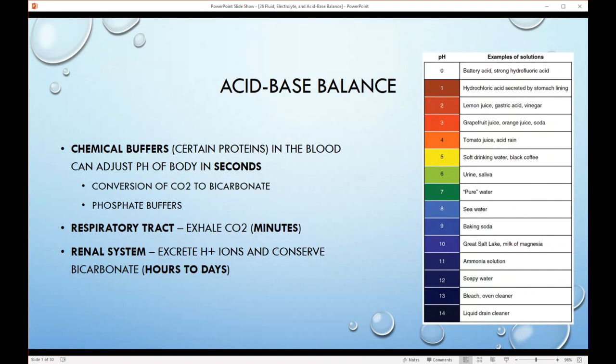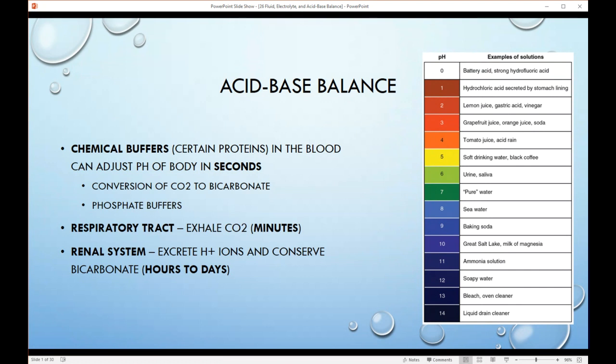Now, remember, we are always maintaining that acid-base balance. So we have those chemical buffers in the blood. They can adjust the pH of our bodies within seconds. This is bicarbonate. Within seconds, it can change our acid-base balance within our blood, whether we're converting that carbon dioxide into bicarbonate or not. We also have some phosphate buffers that can do this. Remember, in our respiratory tract, we can exhale that extra carbon dioxide. That takes a few minutes. And then within our renal system, we can excrete hydrogen ions and conserve our bicarbonate.